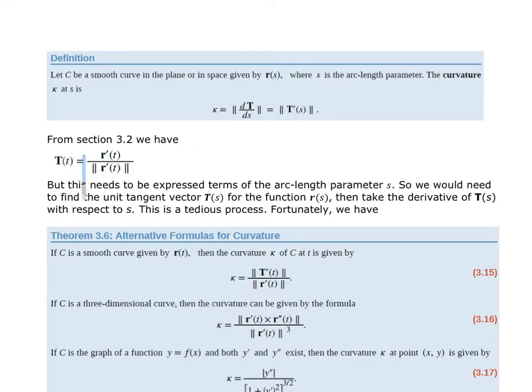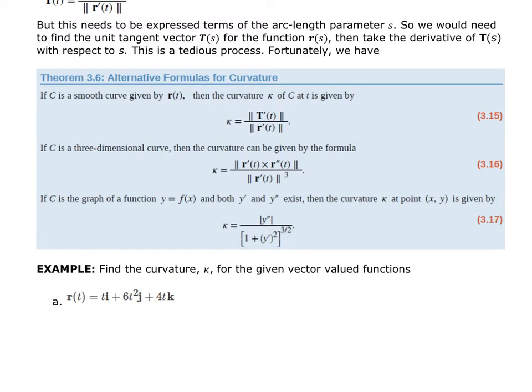Well, remember from 3.2 we have this. Our T of t, the unit tangent vector, is equal to the tangent vector divided by its modulus, but we want this in terms of s. So we need to find a unit tangent vector for the function r of s, and then take the derivative, which is tedious. Fortunately, dun dun dun, we have these equations.